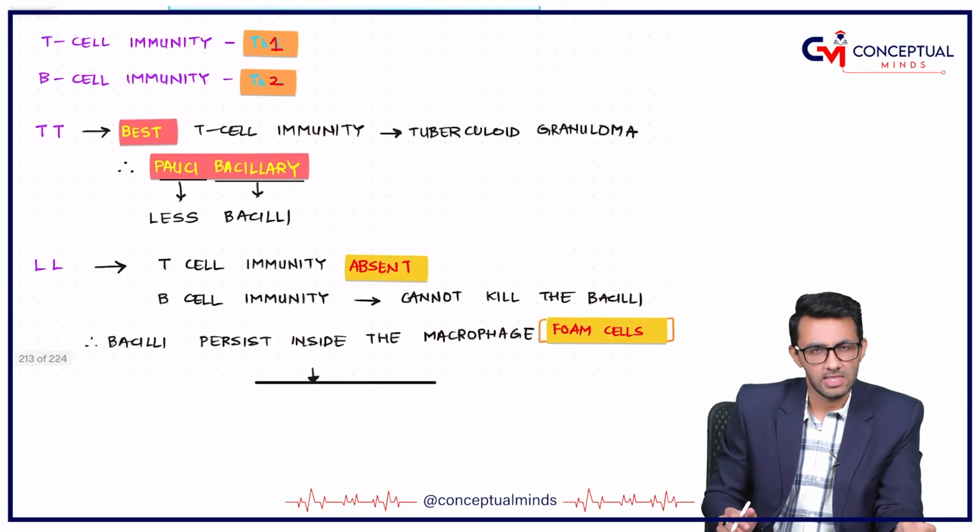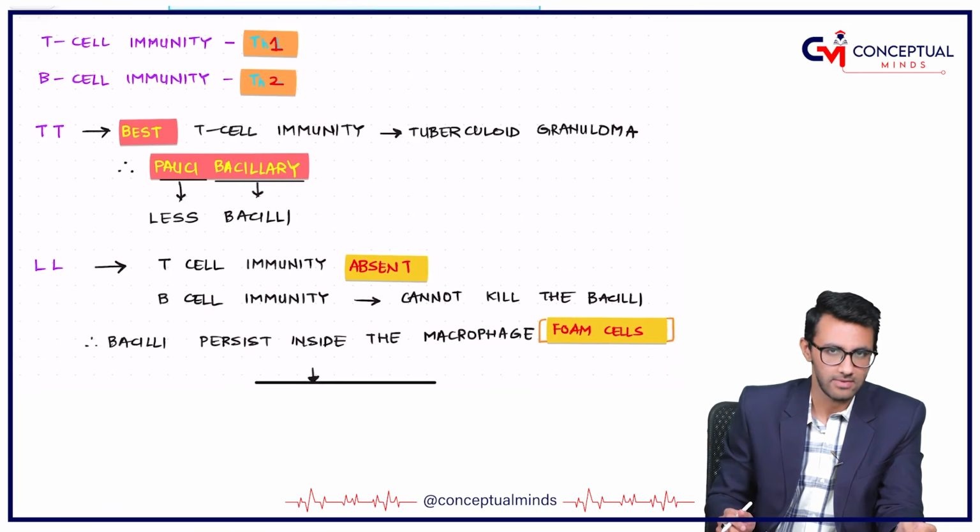And in the first one, that is if the patient is having a TT type of leprosy, what is going to happen is that the T cells are the ones who will be responsible for it, and these are the most competent ones. That is the reason the body is competent enough to contain the bacteria.